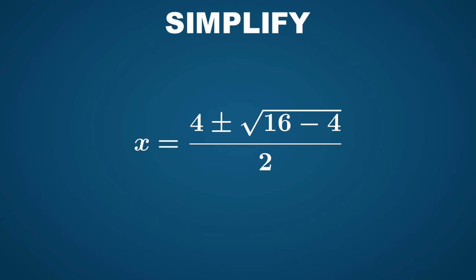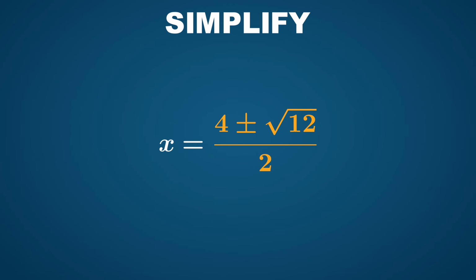We evaluate the arithmetic inside the square root first. We have the quantity 16 minus 4. Subtracting 4 from 16 yields 12. The number 12 is positive, which confirms that our equation will yield real numbers for our solutions. We rewrite the formula with this result. x is equal to 4, plus or minus the square root of 12, all divided by 2.